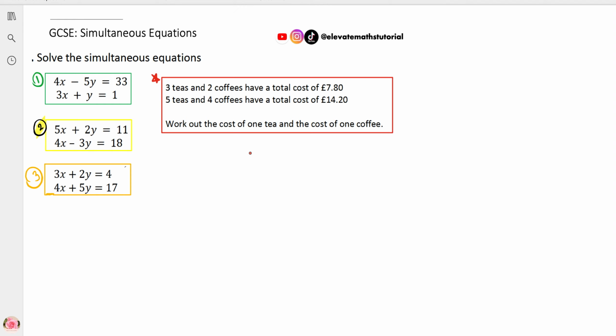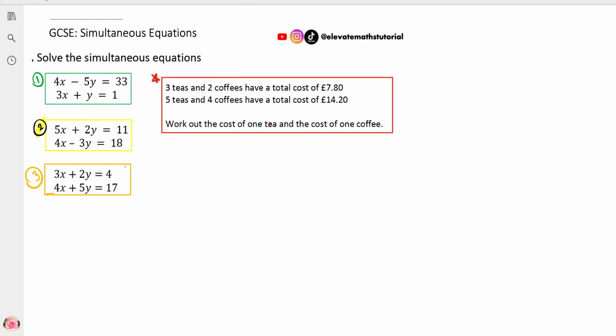What you're looking for here is a question that goes a bit like this. You have 2 sets of scenarios they give you, and they always link 2 things together. Teas and coffees, popcorns and apples, or 2 different items, pens and pencils, and they will tell you a combined cost for it. So for example, 3 teas and 2 coffees have a total of 780. 5 teas and 4 coffees have a total of 1420.